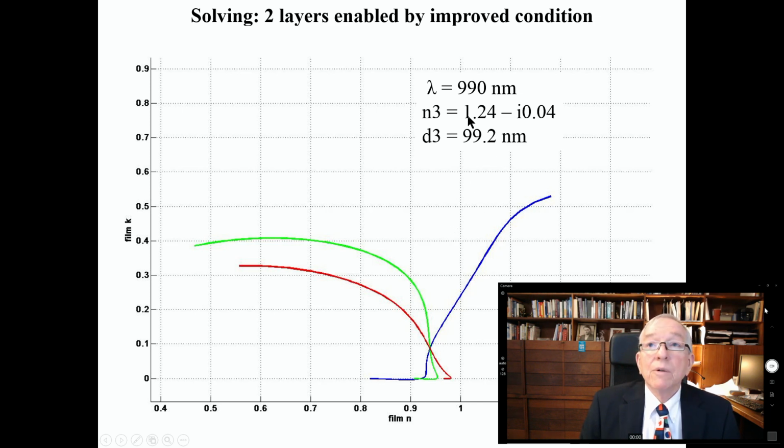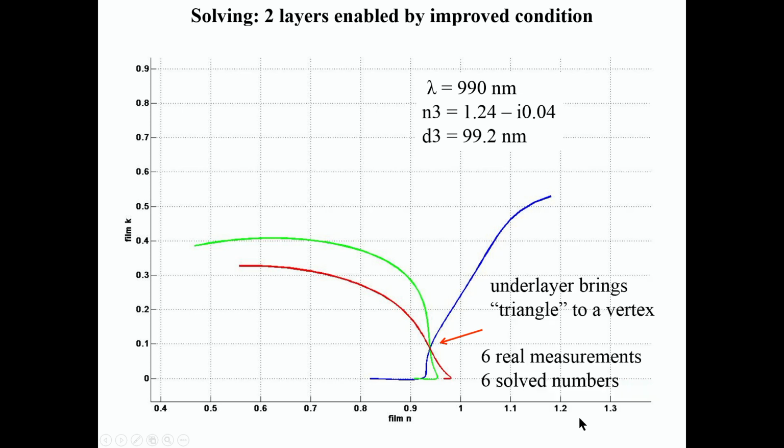And we get a value of n, and that's only at 990. We can't get these other values easily for the other wavelengths. I'm sorry, I've been working in the IR lately. But you can see a really great intersection here. It really brings it down to a vertex. So we don't have the triangle anymore. We have, practically speaking, a mathematical solution for the 6 numbers.